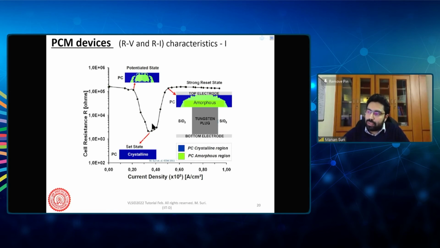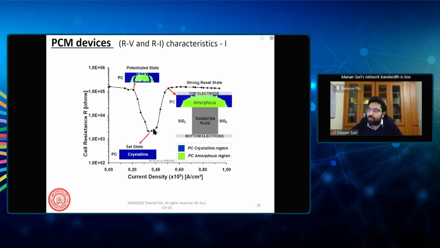Now, at this point, I have crossed the melting temperature, and thus the cell begins to re-amorphize, and because of this re-amorphization, I have an increase in the resistance. So your typical resistance versus voltage curve for a PCM device would always look like a U-shaped curve if you are starting from a high resistance state. If you're starting from a low resistance state, it will look like an S-shaped curve, and it would start from here.